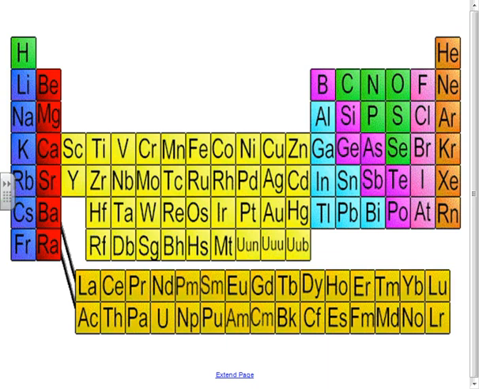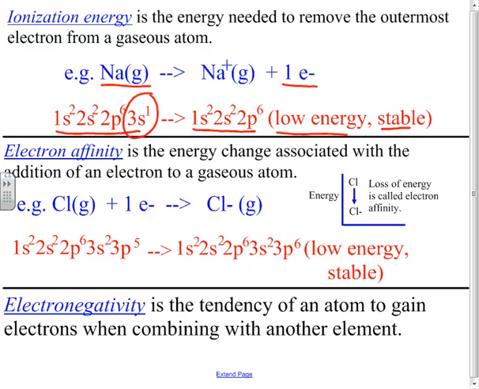Note the position of sodium on the periodic table and the position of neon. Neon is the noble gas in the period before sodium. So sodium, which is atomic number 11, loses one electron. It'll have 10 electrons, just like neon, and will become low energy and stable. So ionization energy, the energy needed to remove, forms positive ions because of the loss of the negative electrons.